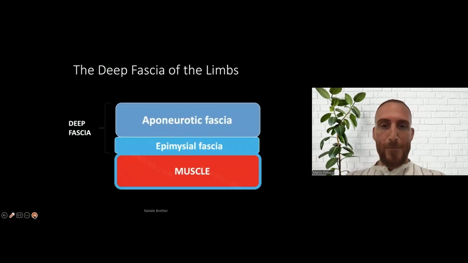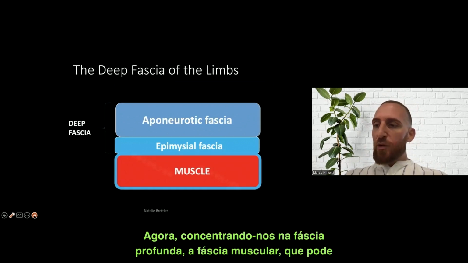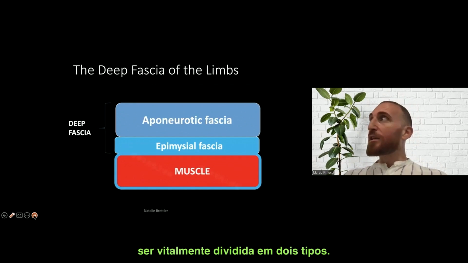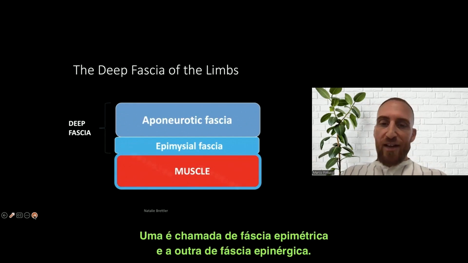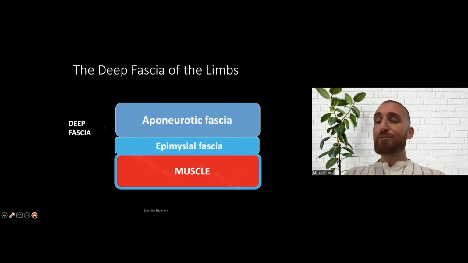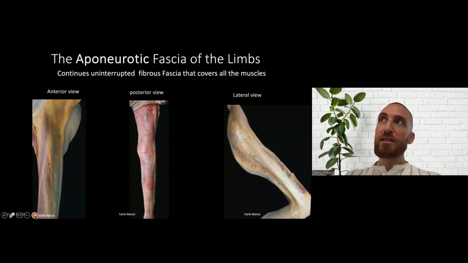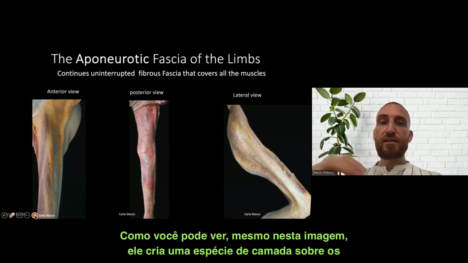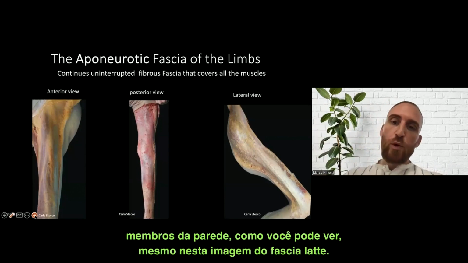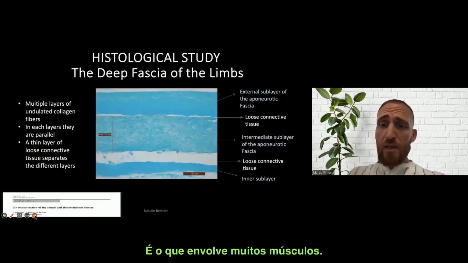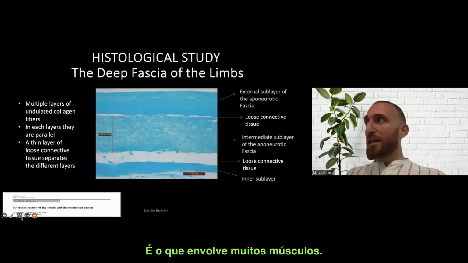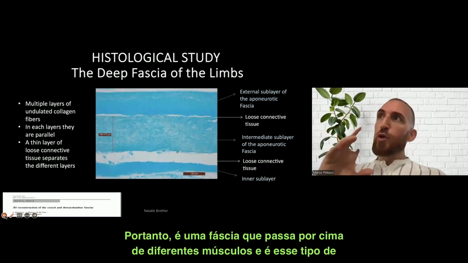Next slide. Now, concentrating on the deep fascia or muscular fascia, which can be further divided into two types. One is called epimysial fascia, the other the aponeurotic fascia. The aponeurotic fascia is the fascia that surrounds many different muscles. As you can see in this image of the fascia lata, it creates a sort of layer over the whole limb. It surrounds many muscles.